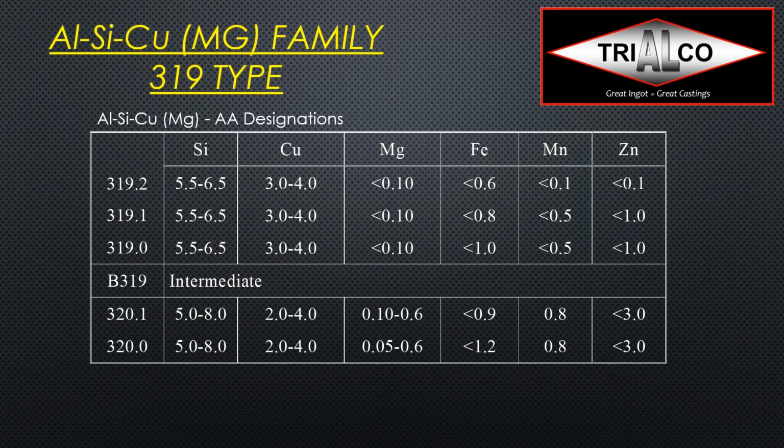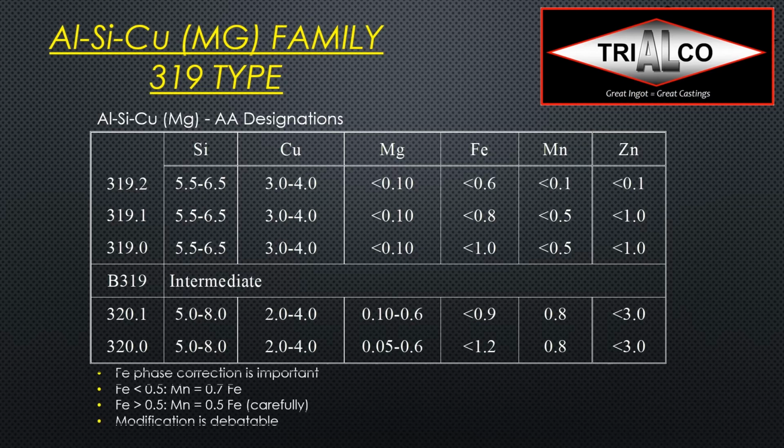A similar variant would be the 320 with 5 to 8% silicon and 2 to 4% copper, but this one also has magnesium in the typical 0.1 to 0.6% range, and we also have more manganese in there. As I said, these are secondary alloys with higher iron content, so an iron phase correction is very important. If we are at the typical above 0.5% iron, we usually say we want to add about half of the iron content as manganese. This will modify the iron phase and create the Chinese script.